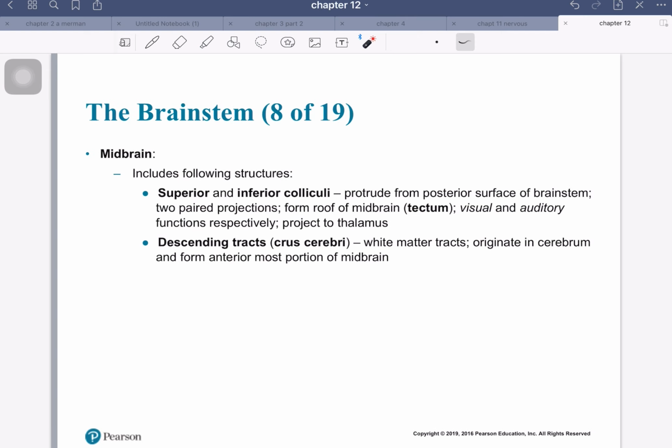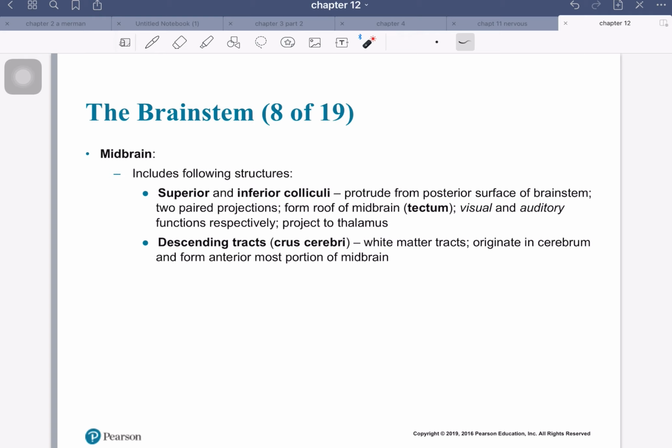Now, as I pointed out, you have things called the superior and inferior colliculi, and those are those protrusions we see coming from the posterior aspect of the brain. They're two paired projections and they form the roof of the midbrain, and the roof of the midbrain takes on a new name called the tectum. Once again, watch the 3D anatomy video, you'll get a much better sense.